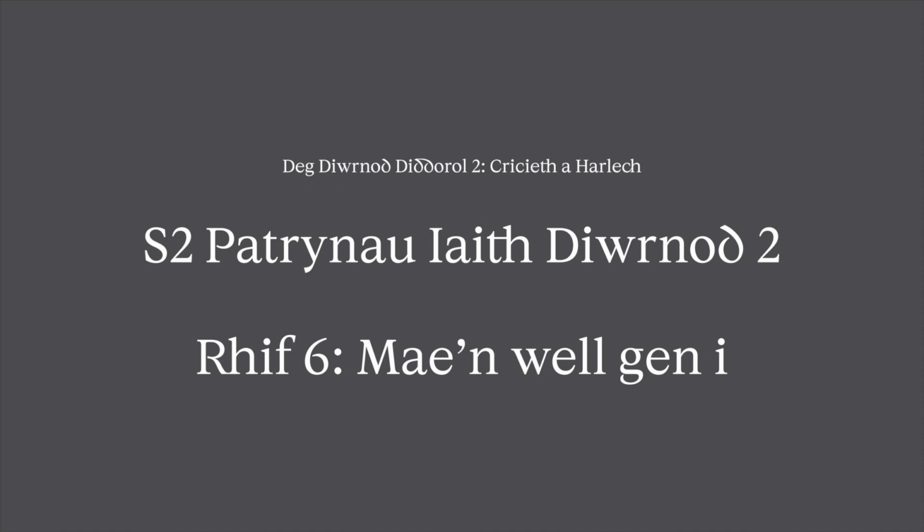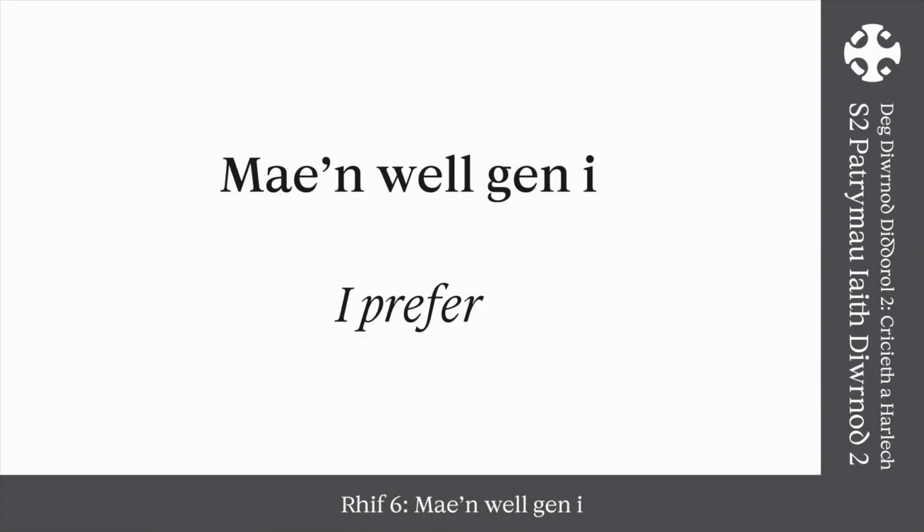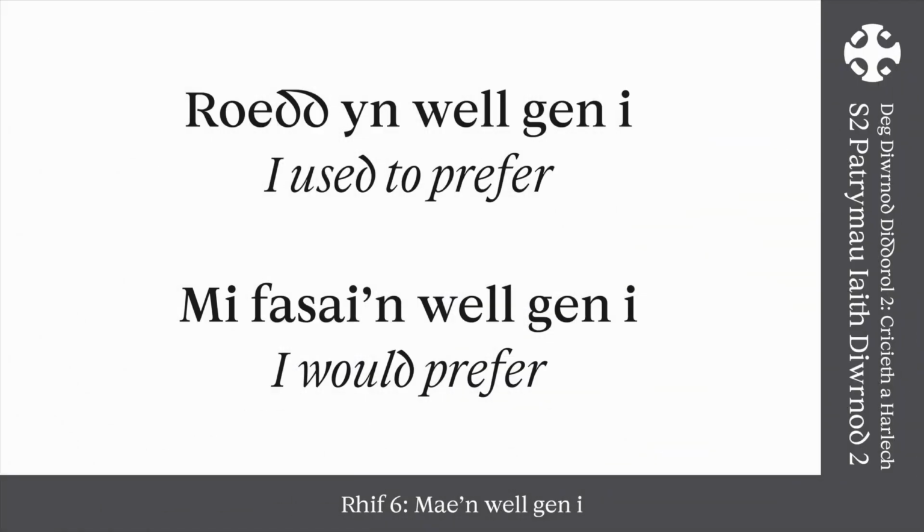Number 6. Mae'n well gen i. I prefer. The adjective gwell in Welsh can be translated into English as better, preferable, or superior. When used with gan, it gives a sense of preferring something. Mae'n well gen i. I prefer. This can be thought of as being preferable with me. However, people's preferences change over time, so the form of bod can also change. Roedd yn well gen i. I used to prefer. Mi fasai'n well gen i. I would prefer.